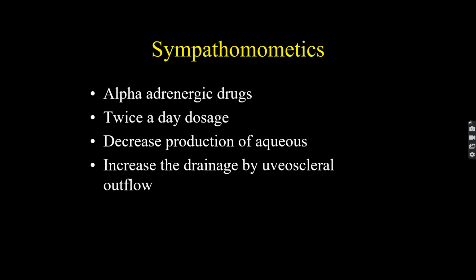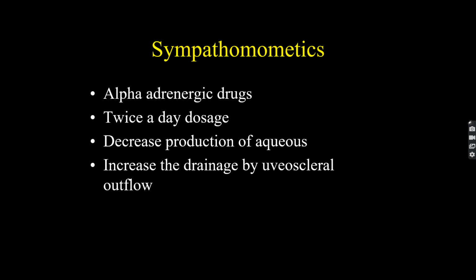They decrease production of aqueous and also they increase the drainage by uveoscleral outflow. I told you that uveoscleral outflow is also important. It contributes just 10%, but in glaucoma it becomes important, and these drugs increase the drainage of aqueous through uveoscleral outflow. Moreover, it is claimed that when alpha adrenergic drugs are given, they are effective in retention of the visual field. They maintain the visual field because they are helpful in the health of the retinal nerve fiber layer.